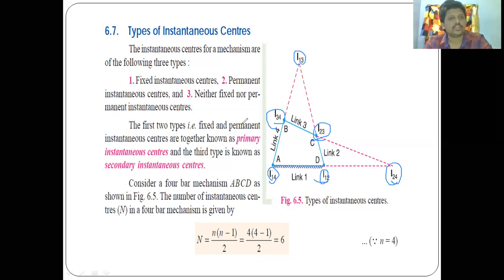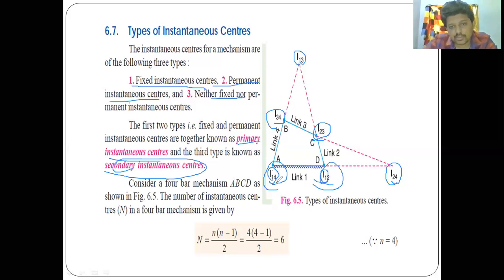So we divided these instantaneous centers into 3 categories. The fixed instantaneous centers. I think it is very easy for us to define the fixed instantaneous centers here. The fixed ones here are I14 and I12 because they are on the fixed link, right? Those are our fixed instantaneous centers. These fixed or permanent instantaneous centers are defined as primary instantaneous centers. Both fixed and permanent are defined as primary. The one that is neither fixed nor permanent is the secondary type.